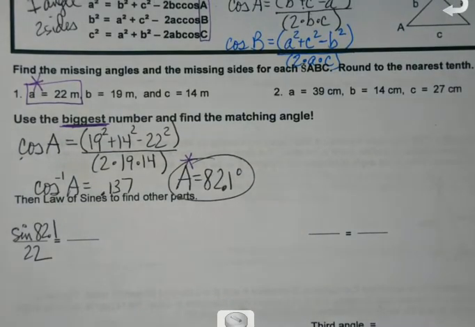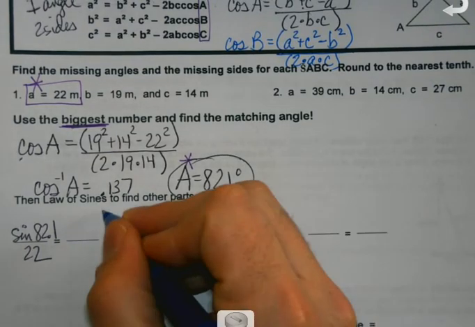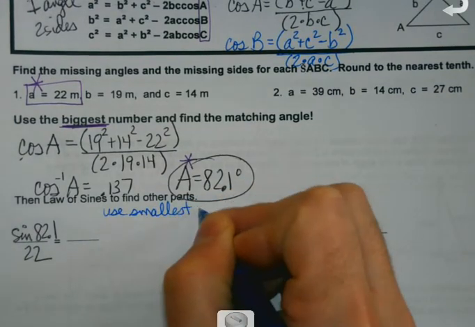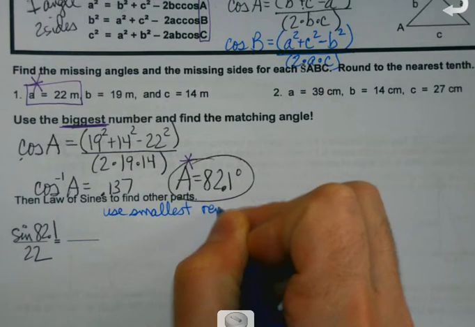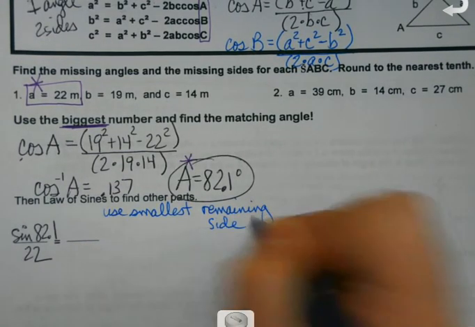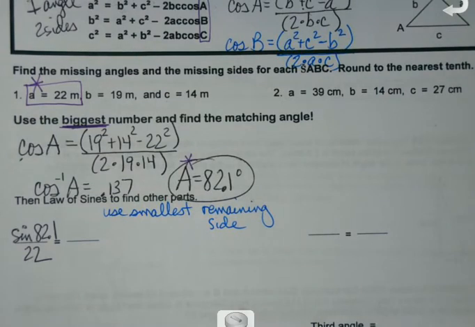Well, how do I decide which side to do next? There will be arguments that often enough it doesn't make a difference, that I'll just do whatever one I want. It's fine. But if you want to make sure you're not that person that ends up off slightly, it's in your best interest to use the smallest remaining side on sines. Okay? So cosine we go biggest, sine we go smallest, just to be on the safe side.